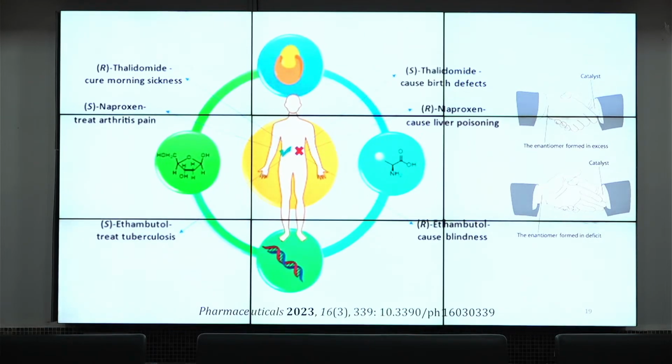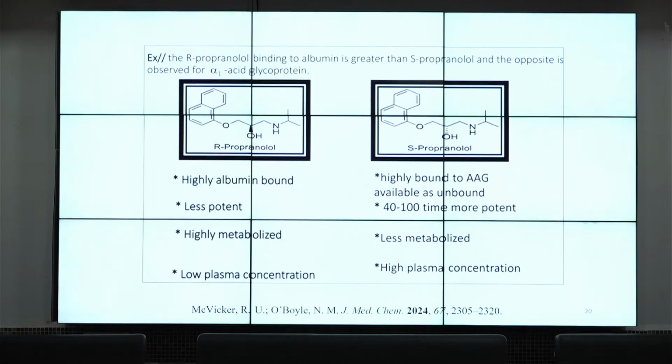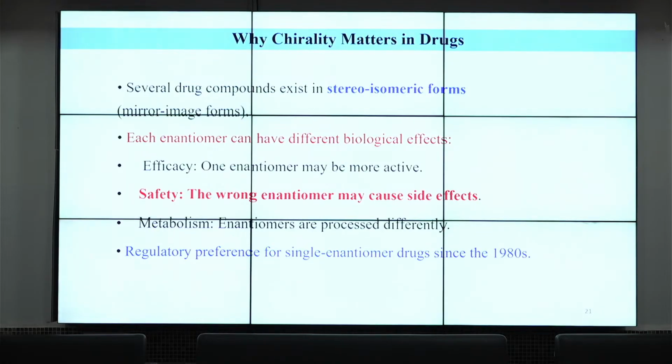Now you can see thalidomide, I will come to the details of these structures. It cures morning sickness. On the other hand, if you vary the stereochemistry, it causes birth defects. So only by changing the stereochemical output, there is a huge impact on the corresponding biological activities. In other case studies, naproxen treats arthritis pain, whereas the R form causes liver poisoning. So these sorts of diversities are there if you vary the stereochemistry of the final product. That means your stereochemical outcome will be very, very important. Here you can also see propranolol, where the S form is 40 to 100 times more potent than the R form. So these kinds of stereochemical aspects are hugely important.